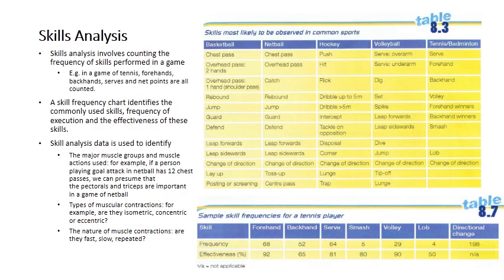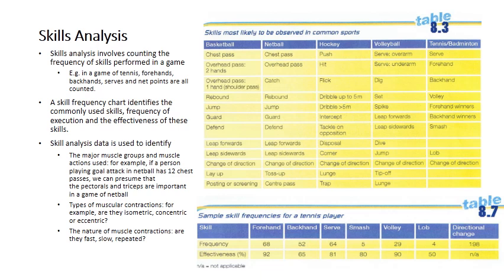If we're doing a skills analysis on a particular game, what we're recording is the types of skills being used in the game and the frequency at which those skills are being performed. To add another element, you could also record the effectiveness of the skill, so how many times it's executed well and how many times it's executed poorly.